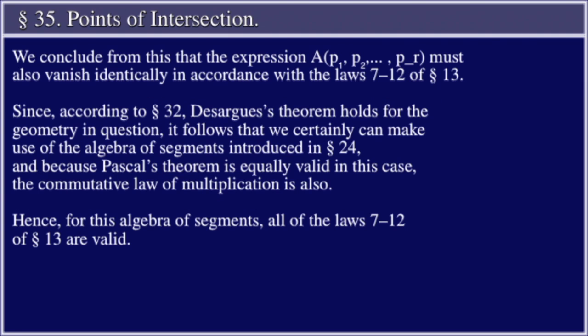We conclude from this that the expression A of p sub 1, p sub 2 through p sub r must also vanish identically in accordance with the laws 7 through 12 of section 13. Since, according to section 32, Desargues' theorem holds for the geometry in question, it follows that we certainly can make use of the algebra of segments introduced in section 24, and because Pascal's theorem is equally valid in this case, the commutative law of multiplication is also valid. Hence, for this algebra of segments, all of the laws 7 through 12 of section 13 are valid.